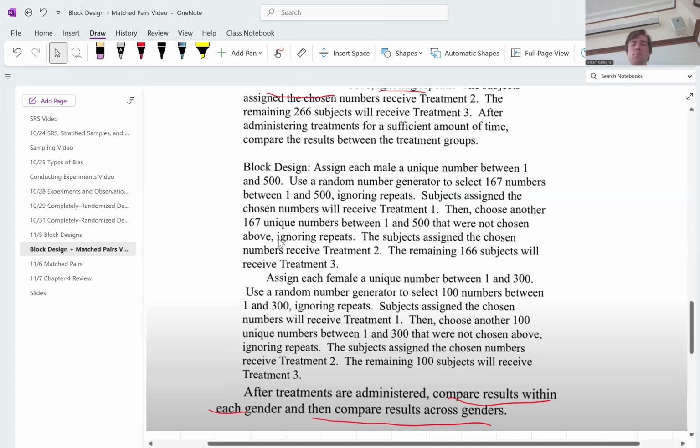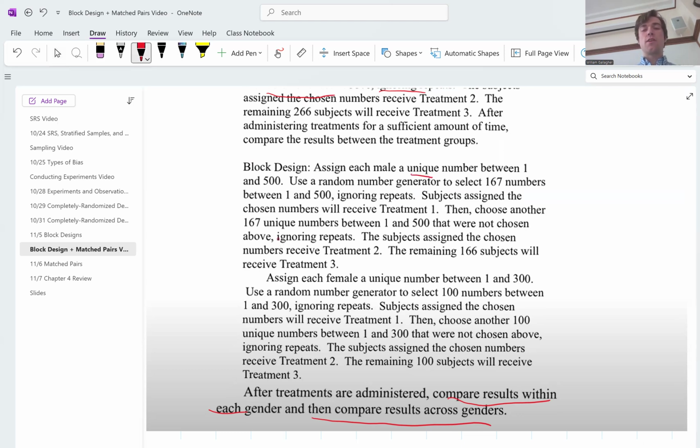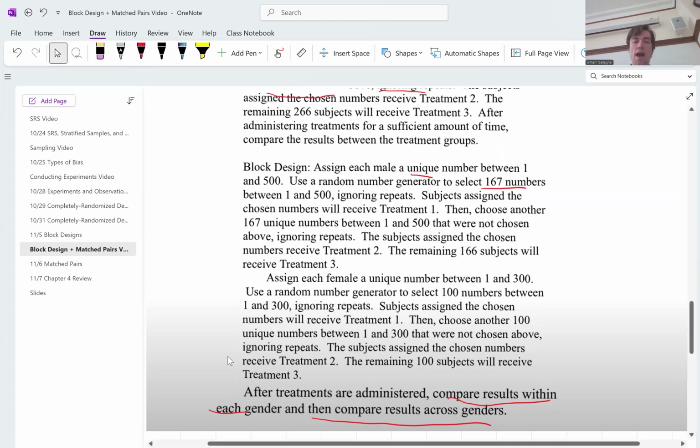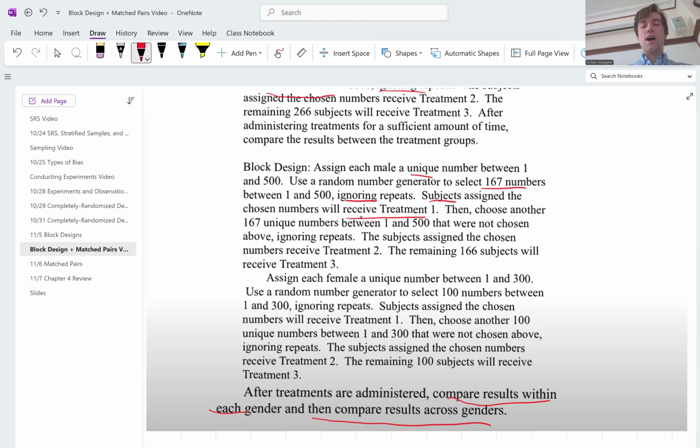So again, I'll read through the male one, which will look very similar to the completely randomized design, because this portion after we've blocked is just a completely randomized design. So again, we assign each male a unique number between 1 and 500, using a random number generator to select 167 numbers. I think if you look back, yeah, there were 500 males. So 167 is 1/3 of 500. Again, we ignore repeats. Those subjects get treatment 1. Then we choose another 167 unique numbers.